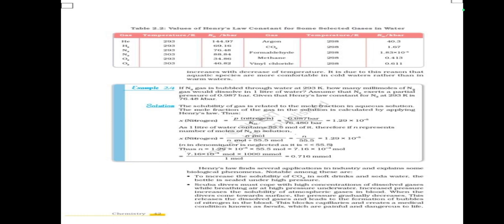Notable among these is the increase of the solubility of CO2 in soft drinks and soda water. The bottle is sealed under high pressure. Scuba divers must cope with high concentrations of dissolved gases while breathing air at high pressure underwater. Increased pressure increases the solubility of atmospheric gases in blood.